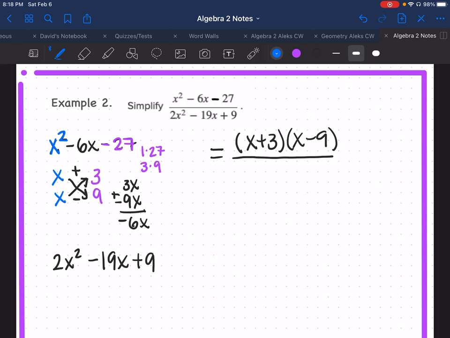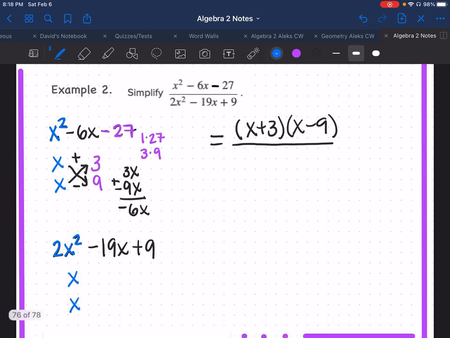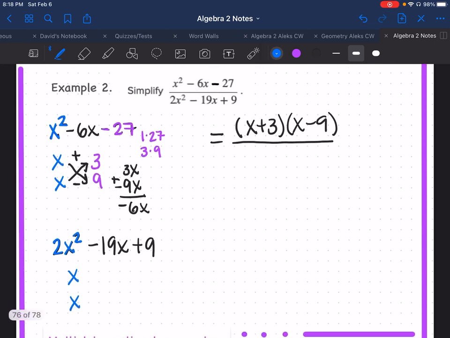Okay, so let's go ahead and take a look at 2x squared. Well, I'm still going to have x times x for the x squared, but to get 2, I would have to have a 1 times a 2, right? I would have to have a 1x times a 2x, because 2 is 1 times 2. Now let's take a look at 9.